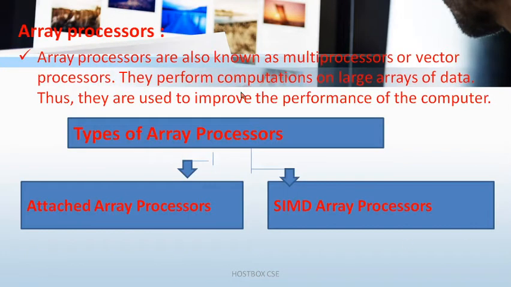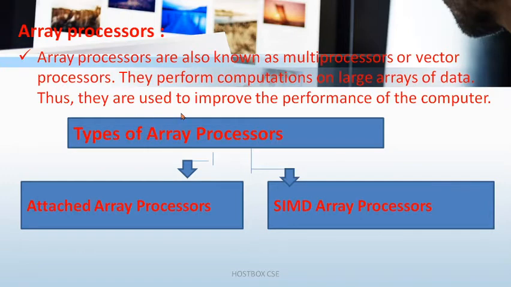First, what is an array processor? Another name is vector processor. Vector processor or array processor, both are the same. These are also called multiprocessors or vector processors, and they perform computation on large arrays of data. Thus they are used to improve the performance of the computer. If you have scalar instructions and want to do large computations, we need the help of an array processor.